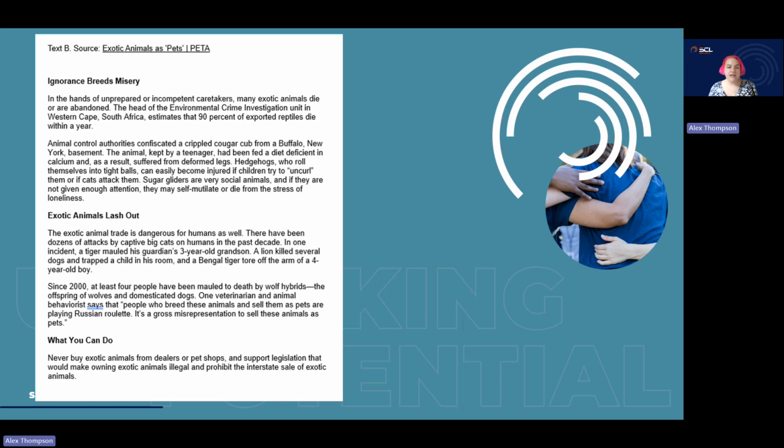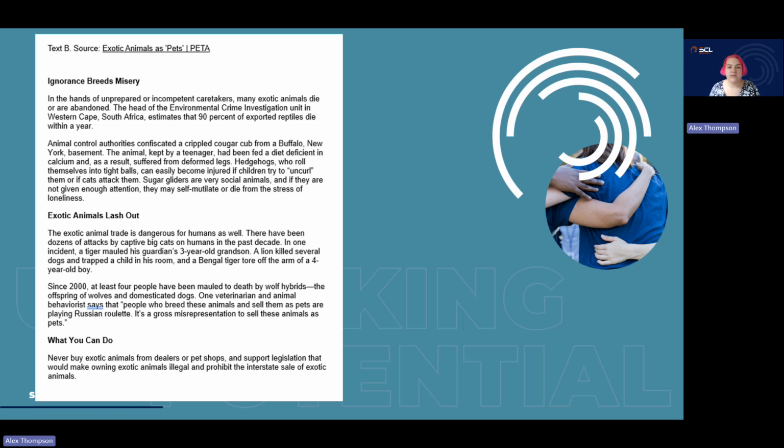Now, it even includes in this very last paragraph what you can do, so it's using direct address here. Never buy exotic animals from dealers or pet shops, and support legislation that would make owning exotic animals illegal and prohibit the interstate sale of exotic animals. So right at the very end, the final message, it opens negatively. It ends still speaking negatively, but giving the reader almost instructions of what they can do to help.